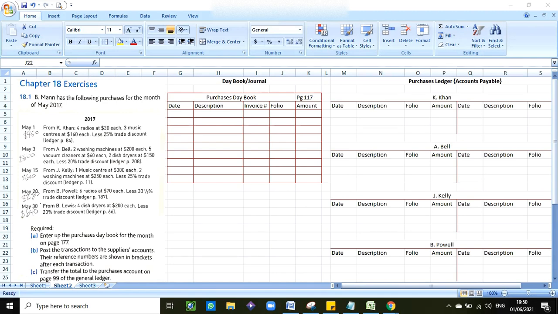Hi everyone, so today we're going to be doing another day book or journal. Specifically, we will be dealing with the purchases day book. Last class we did the sales day book. We also worked with a few ledgers. We did sales ledgers and general ledgers.